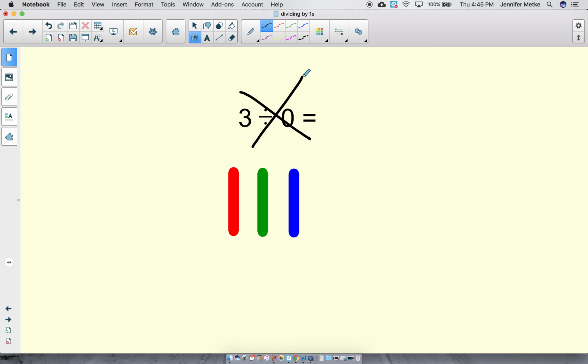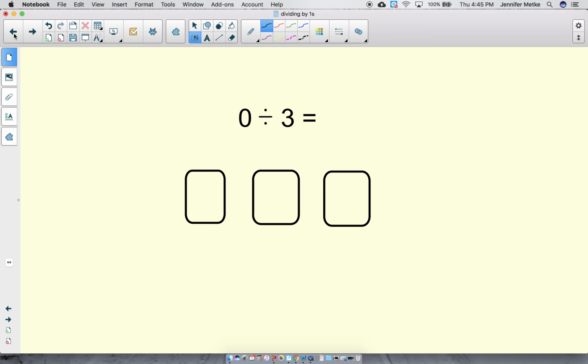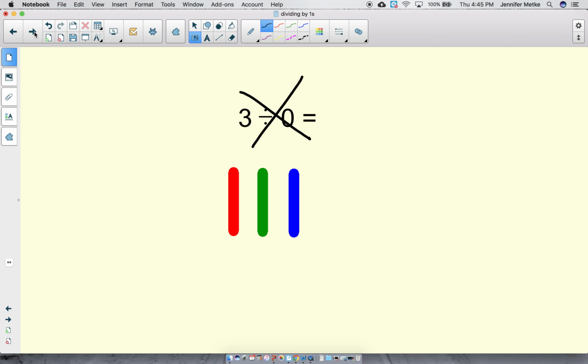Mathematically, it's not possible. So don't get confused, because you can take 0 divided by 3. I can have 0 apples and put them into 3 baskets, and there's still going to be 0 apples. But if you try to come up with a context and it just doesn't seem like things fit, then you might realize that this is a problem we can't do. 3 divided by 0 cannot be done.